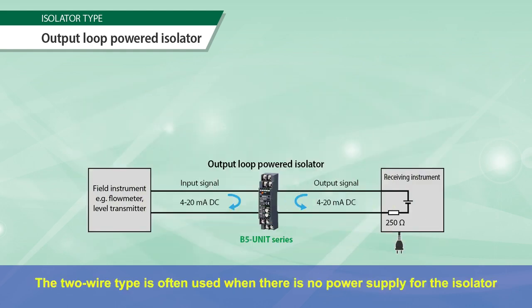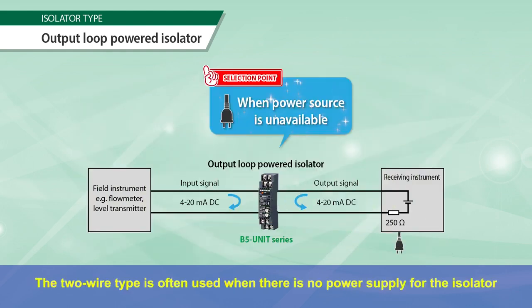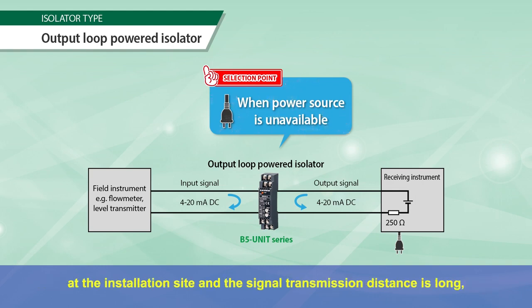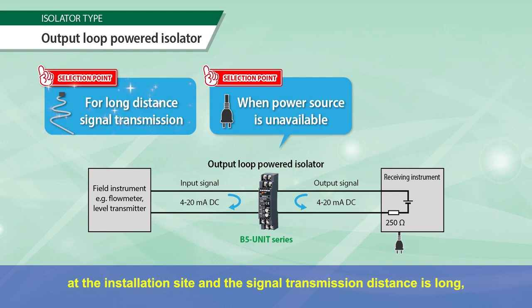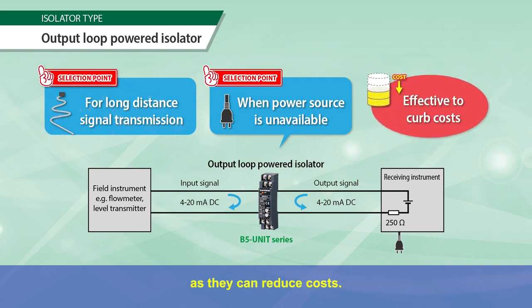The 2-wire type is often used when there is no power supply for the isolator at the installation site, and the signal transmission distance is long, as they can reduce costs.